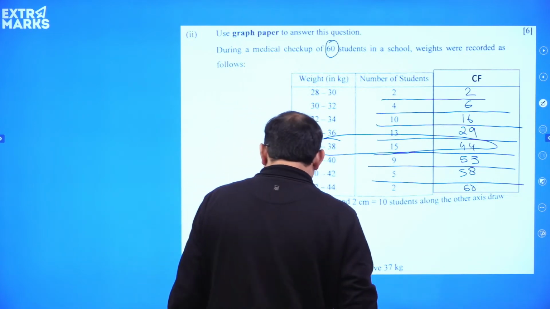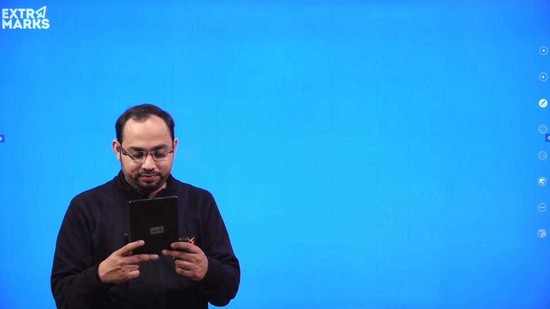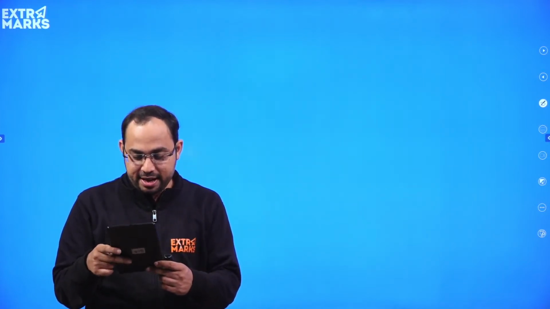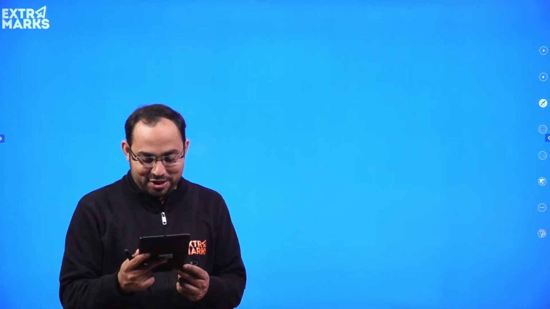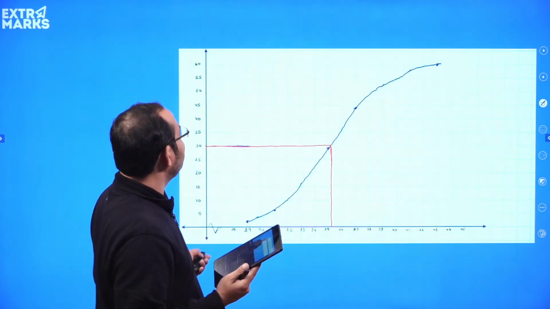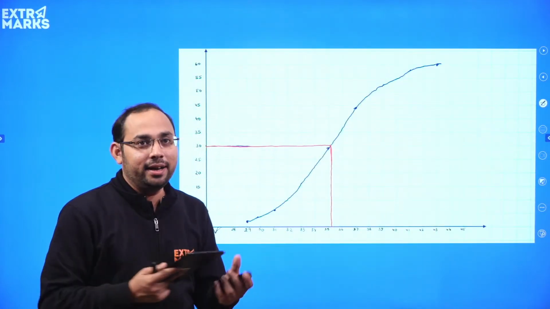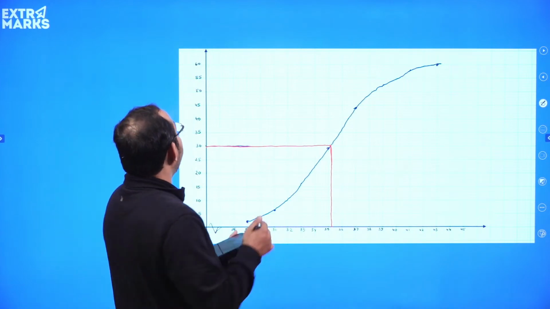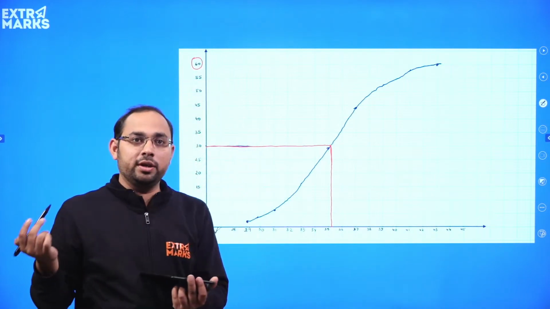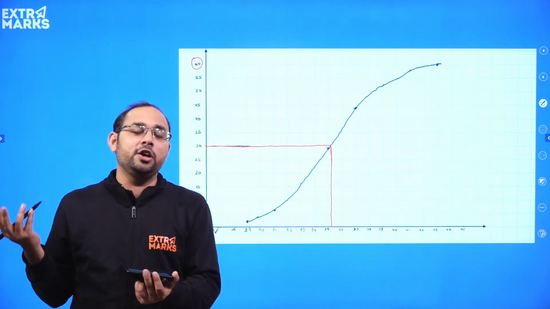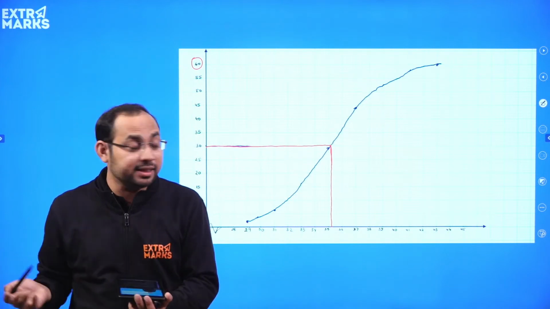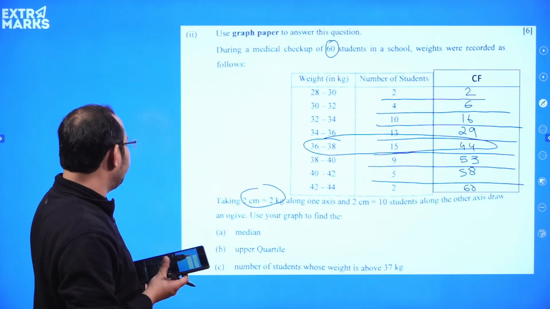Then upper quartile. How to find upper quartile? Anybody who wants to answer? And how to find lower quartile, if they were asked? As soon as you have this graph, now you can find anything. Now your n is an even number, so directly find by doing n by 4 and 3n by 4. You can find your lower and upper quartiles. But you're only supposed to find the upper quartile, so you can do that.